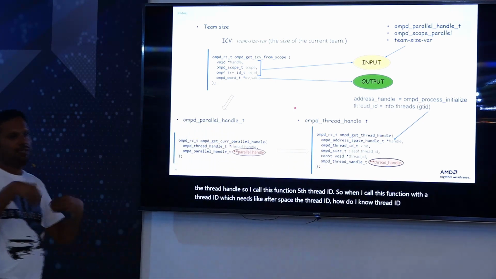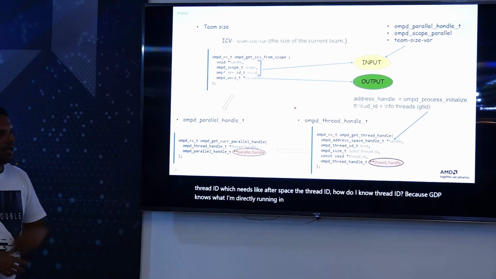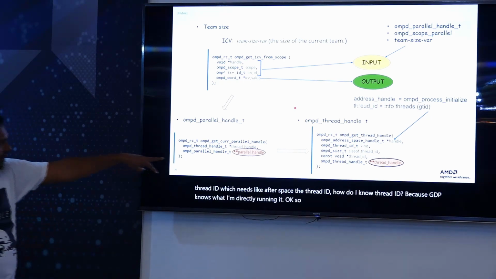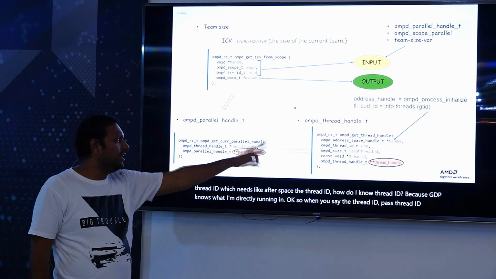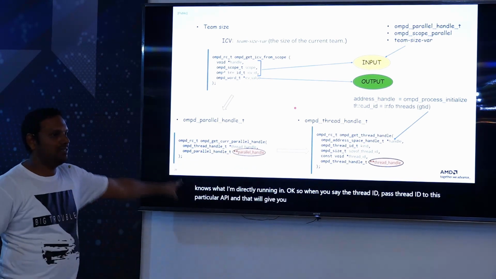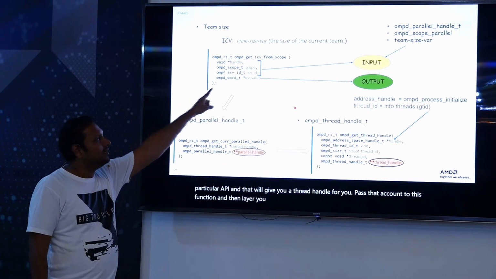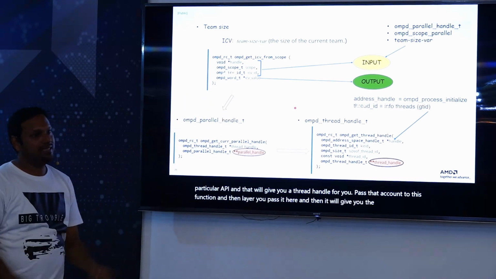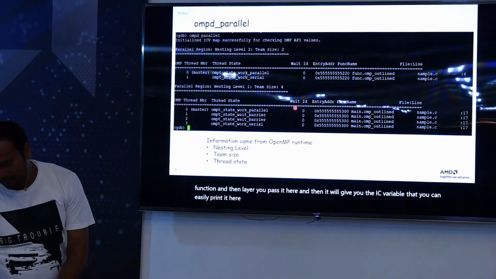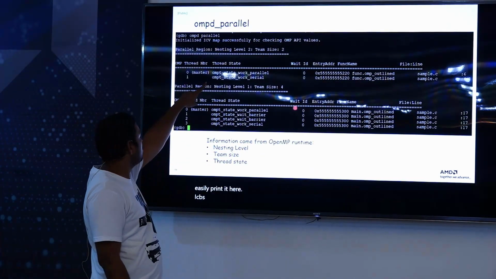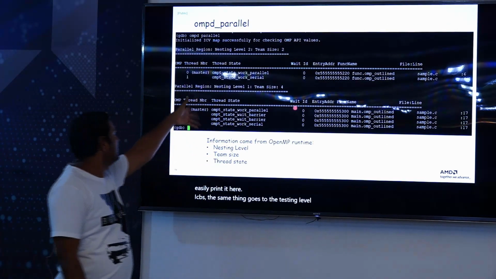Because GDB knows what thread I'm currently running in. So when you say the thread ID, pass that ID to this particular API, and that will give you a thread handle for you. You pass that thread handle to this function, and then you get the parallel handle here, you pass it here, and then it will give you the ICV variable that you can easily print it here.